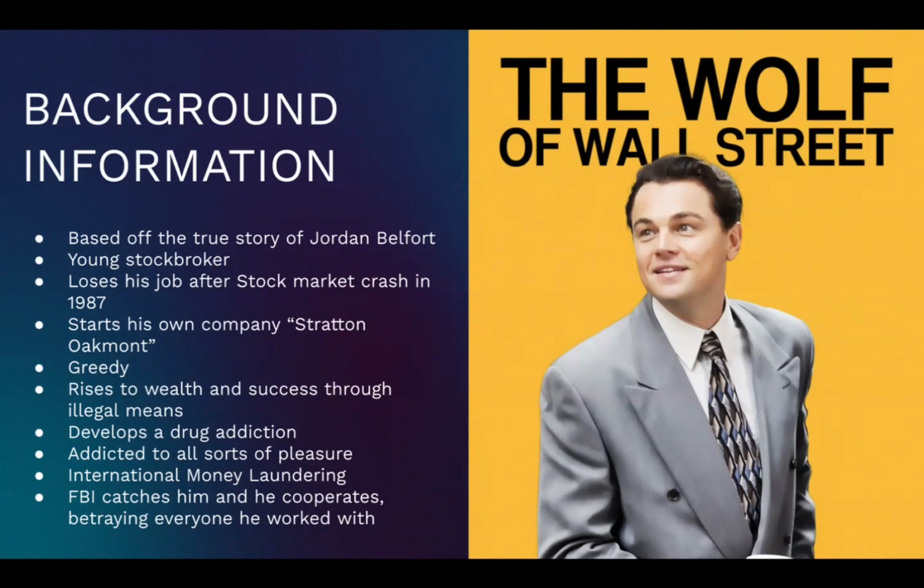Jordan creates Stratton Oakmont, a brokerage firm built on fraud, where high-pressure sales tactics and pump-and-dump schemes become the norm. As his wealth grows, Jordan indulges in an increasingly excessive lifestyle of drugs, lavish parties, and overall reckless behavior. Eventually, his actions attract the attention of the FBI, leading to his downfall. These moments are critical to understanding how criminological theories explain Jordan's choices and their broader implications.